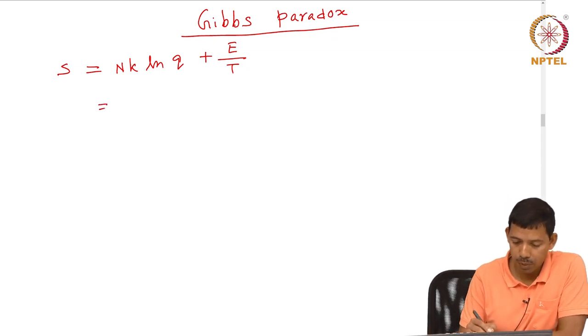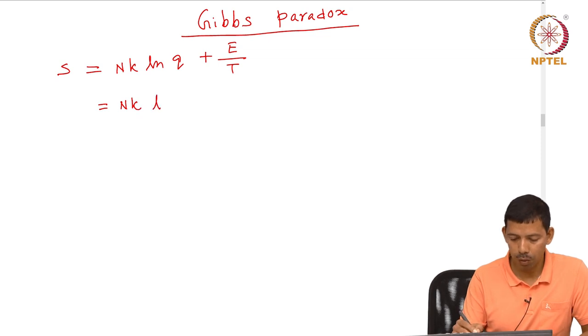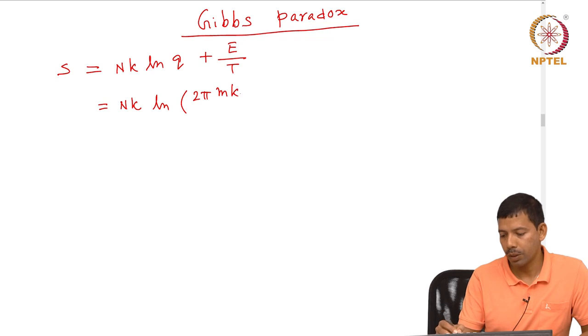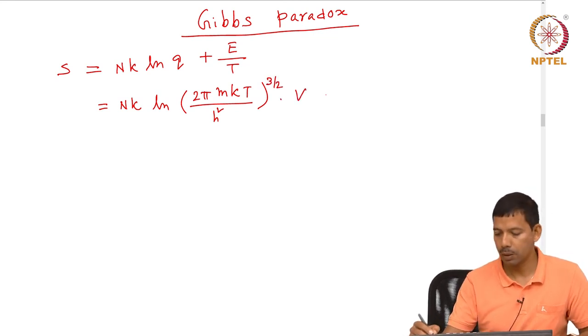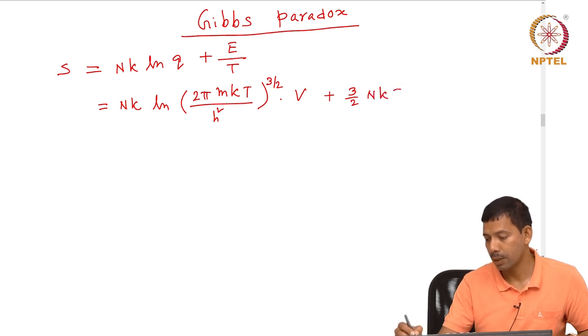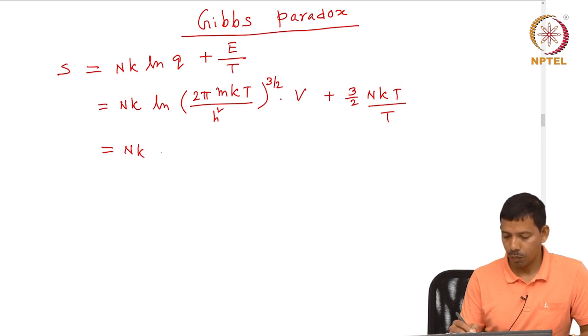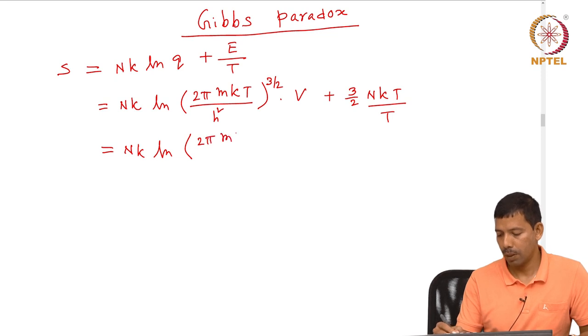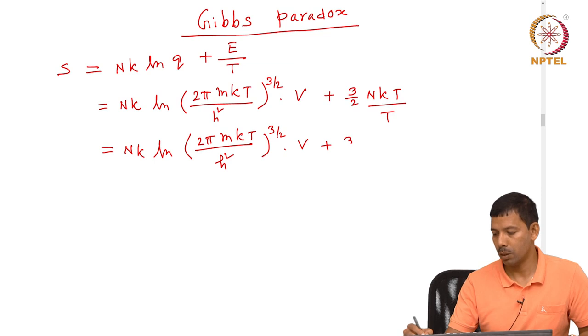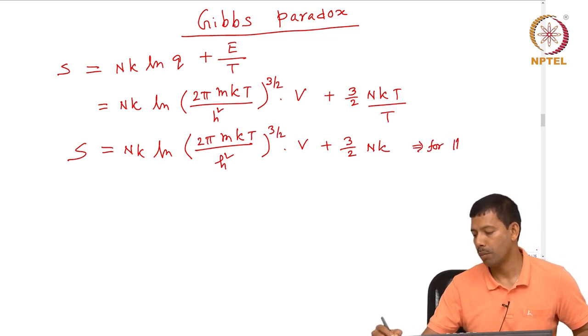And for this monatomic gas system, if I put back the value of Q, I can simply write entropy as nk ln (2 pi m k T divided by h square)^(3/2) times volume, plus E, which is 3/2 nkT, divided by T. So, which is nk ln (2 pi m k T divided by h square)^(3/2) volume plus 3/2 nk. This is the entropy for the monoatomic gas system.